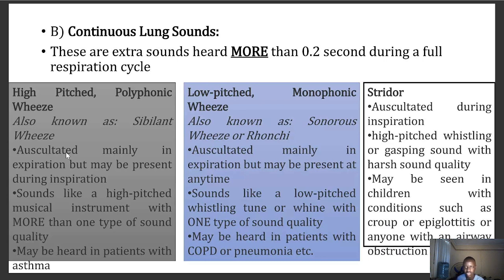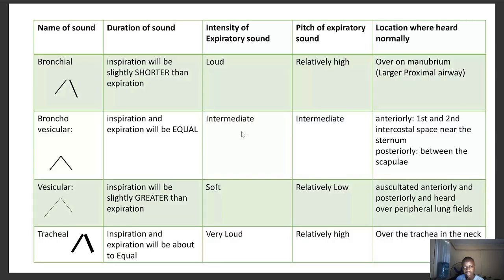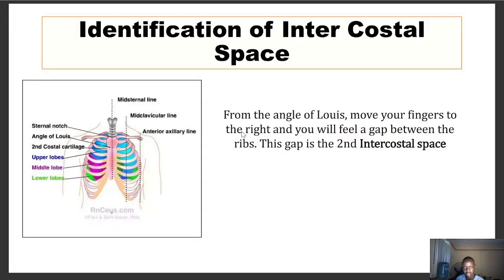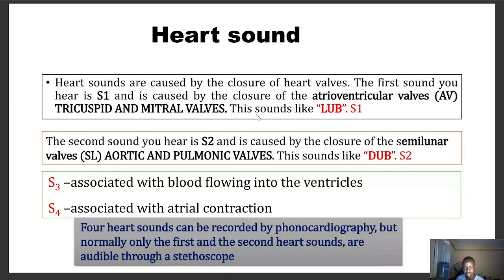What about the low pitched monophonic wheezes? They're also known as rhonchi. Another name is rhonchi. They're low pitched monophonic wheezes. You need to know they are heard in patients with COPD, pneumonia and other conditions. That's about the monophonic wheezes. Don't forget about that. So we are done with the breath sounds. The next thing that we are going to look at is the heart sounds.